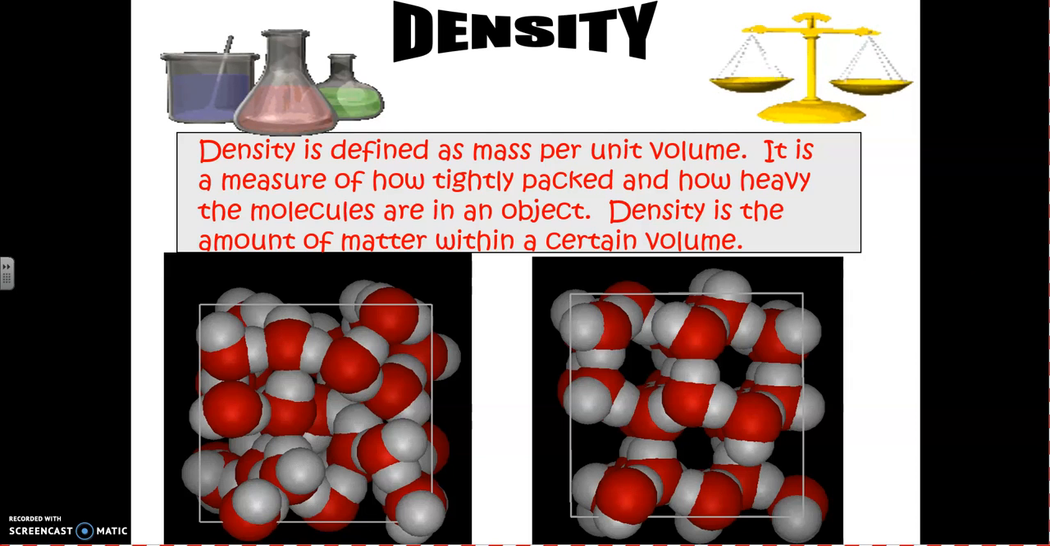So in order to compare how dense something is, we have to boil it down to the same volume of each, okay? So we need the same volume of rock and equal volume of feather to be able to compare the two.